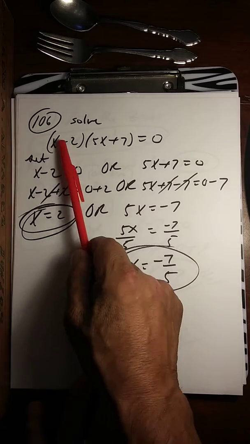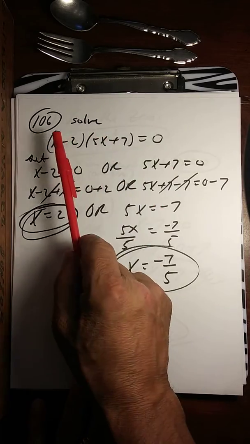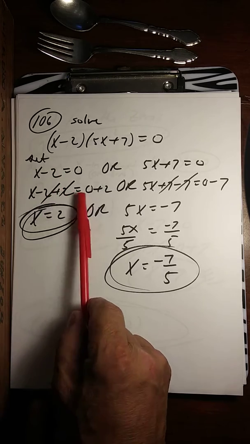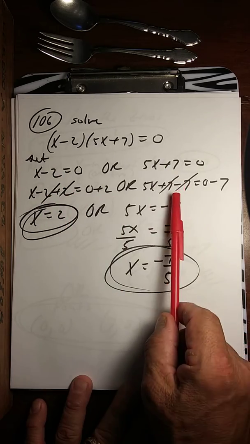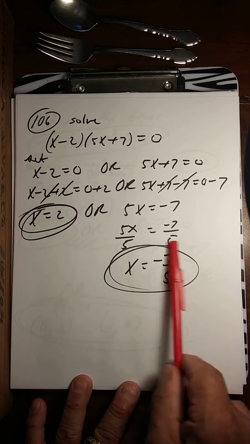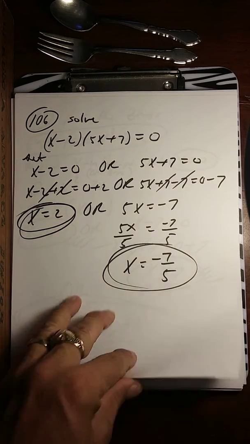Solve this. X minus 2 times that is 0, so 0 times 0 is 0, so this one's 0 or that one's 0. For that one, add 2, so x is 2. This one, minus 7, divided by 5, so it's 2 and negative 7 over 5.